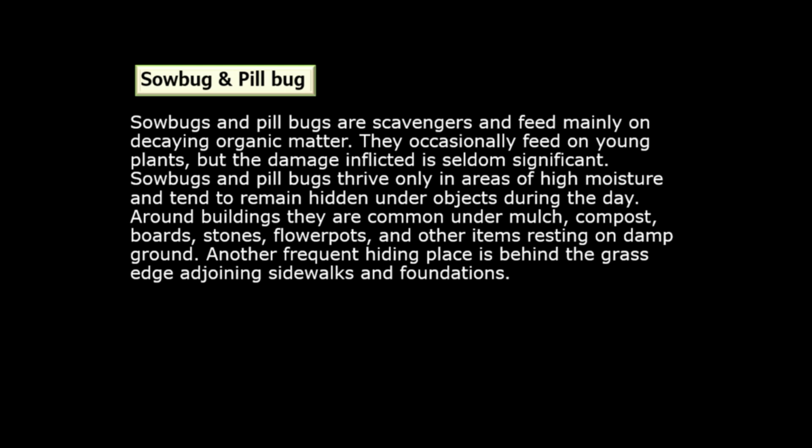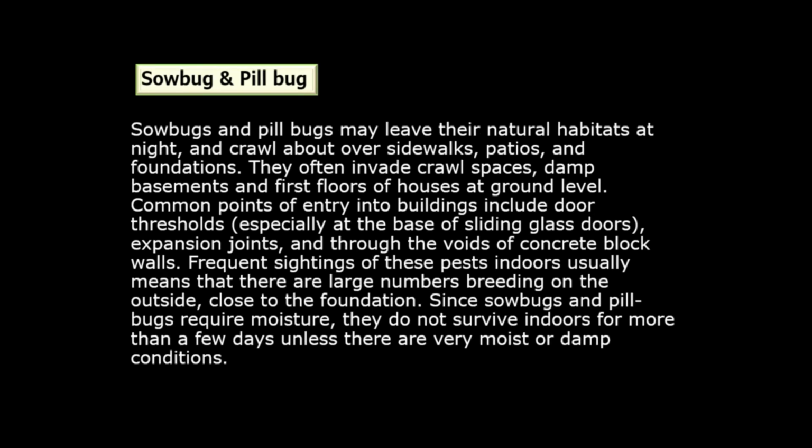Sow bugs and pill bugs thrive only in areas of high moisture and tend to remain hidden under objects during the day. Around buildings, they are common under mulch, compost, boards, stones, flower pots, and other items resting on damp ground. Another frequent hiding place is behind the grass edge adjoining sidewalks and foundations. Sow bugs and pill bugs may leave their natural habitats at night and crawl about over sidewalks, patios, and foundations. They often invade crawl spaces, damp basements, and first floors of houses at ground level.